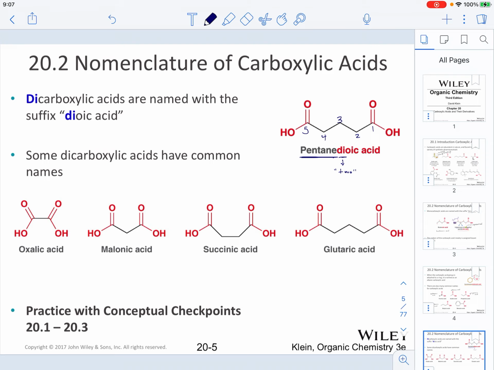Now, understand that some dicarboxylic acids actually have common names. So as you can see in the list that we have here, this is oxalic acid, malonic acid, succinic acid, and glutaric acid.